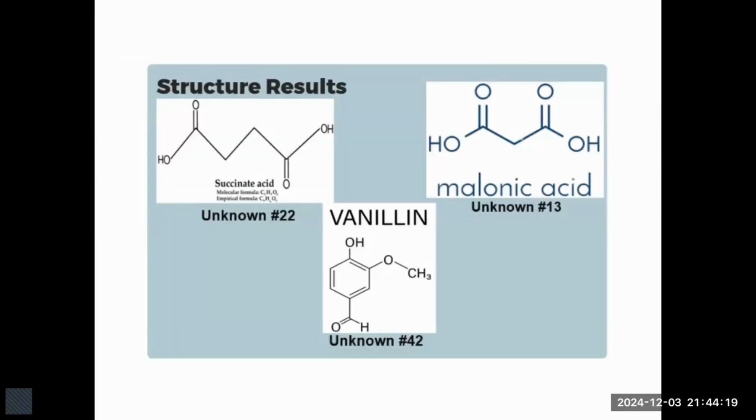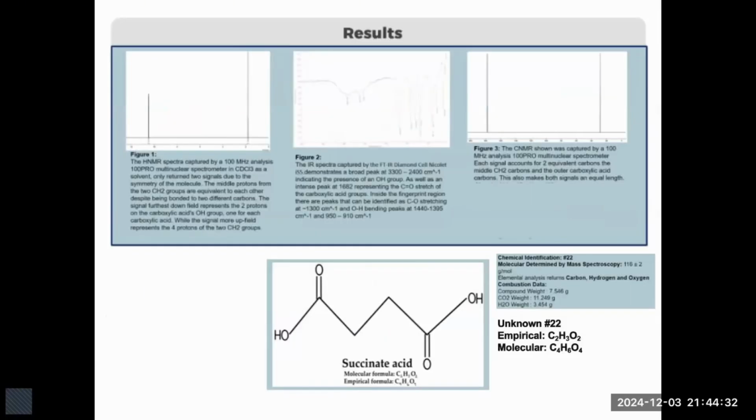And a quick overview of our structures. Eric's unknown 22 was succinic acid, my unknown 13 was malonic acid, as shown above, and Jamila's unknown 42 was vanillin. And now to Eric's results.